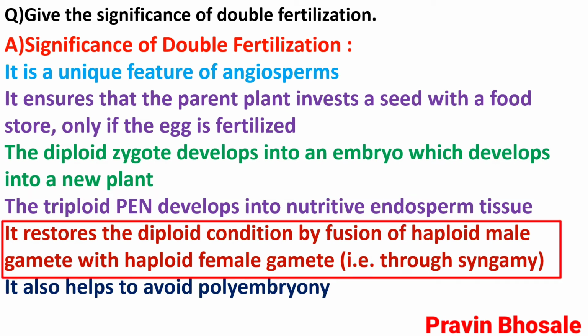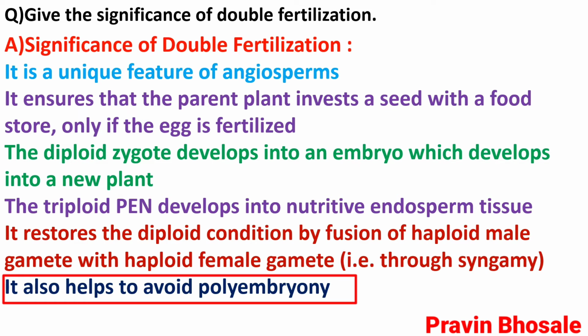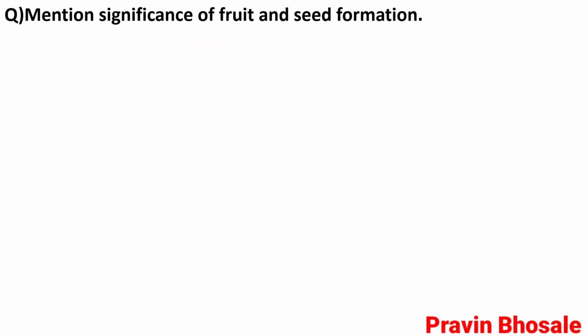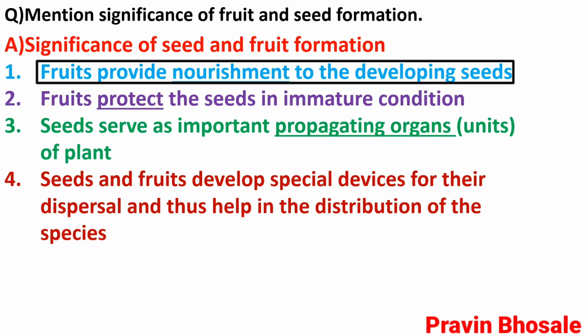It restores the diploid condition by fusion of haploid male gamete with haploid female gamete through syngamy. It also helps to avoid polyembryony. Mention significance of fruit and seed formation. Fruit provide nourishment to the developing seeds.